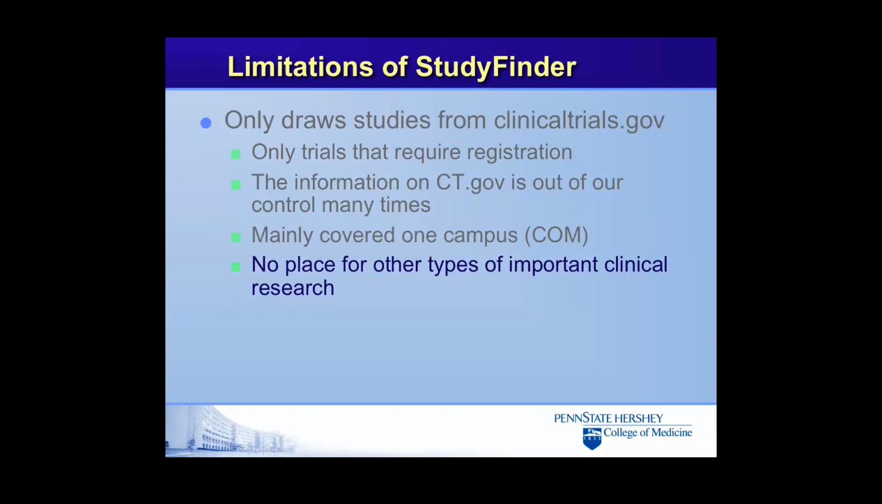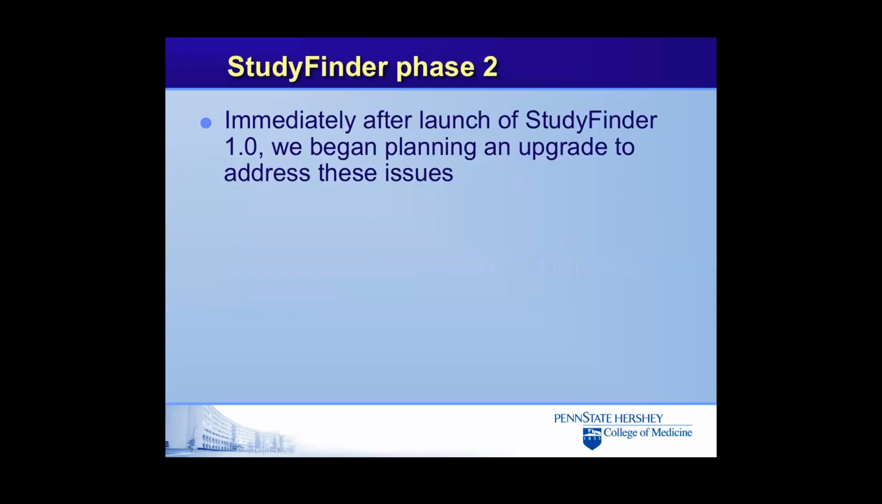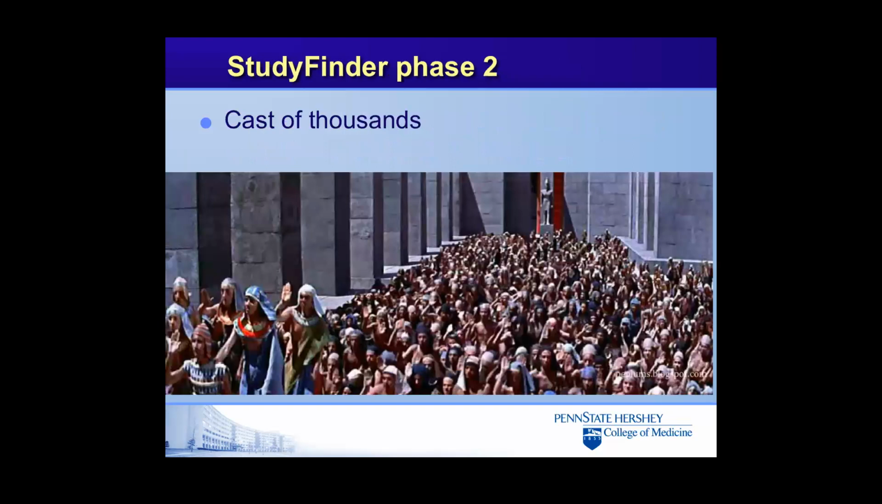And there's really no place for other types of important clinical research, things that are near and dear to my heart and many others, including observational studies, survey studies, and healthy volunteer recruitment, which we all do a lot of. And so it was good for a start, but we knew it had these limitations. And so really immediately after it was launched, we began planning an upgrade and tried to address some of these issues.